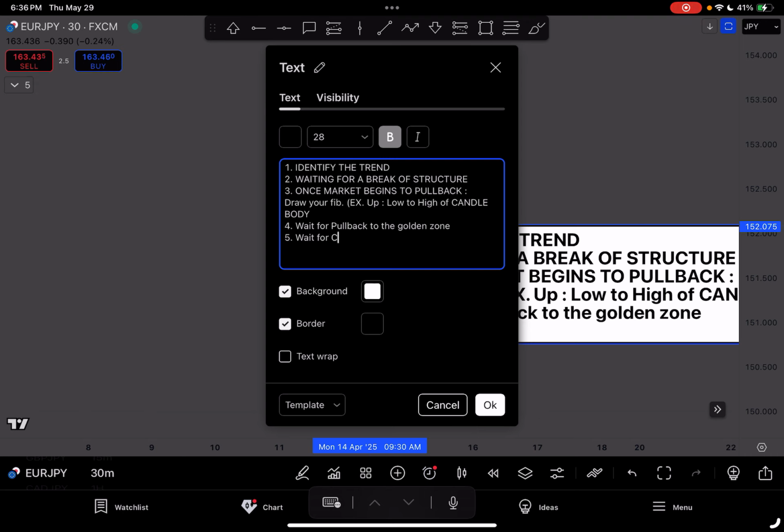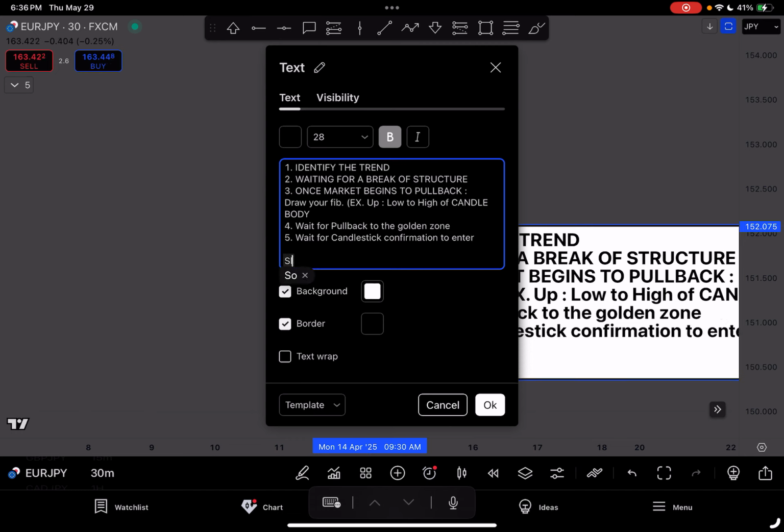Wait for candlestick confirmation to enter, right? And then your SL, few pips below, or I'll just say behind, candlestick pattern. And then I'm gonna put this with the buy or sell stop so you guys don't forget that.